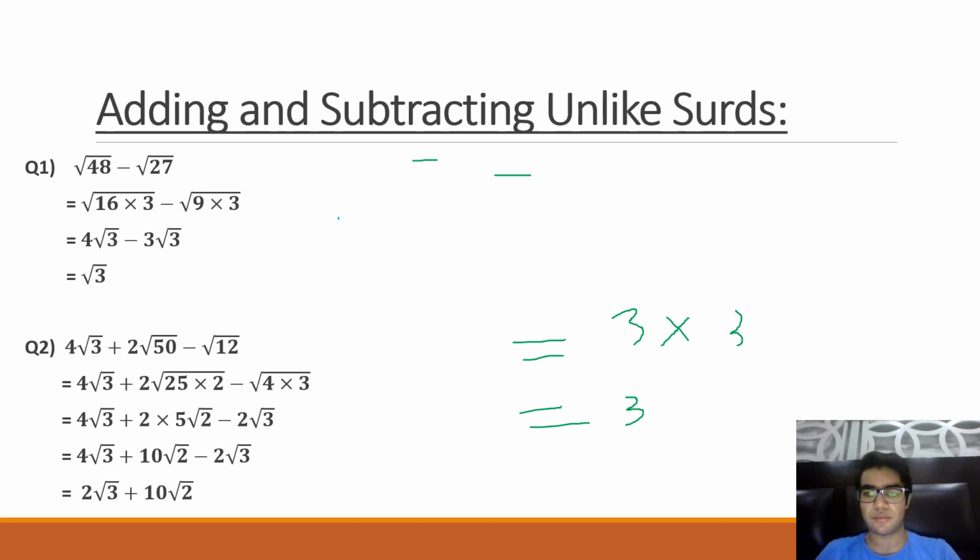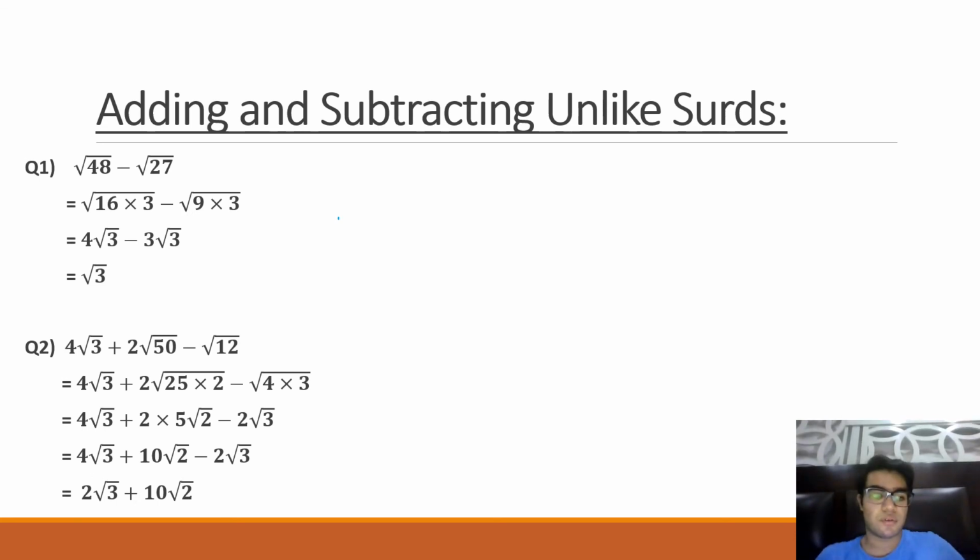Now let's look at question number 2. So question number 2, it's 4 times root 3 plus 2 times root 50 minus root 12. So first of all, what you do is that you break down the surds which can be simplified. So 4 times root 3 stays as it is because you can't find two numbers which multiply to give 3, and one of them should be a square number. You can't find those. So you just leave 4 times root 3 as it is.